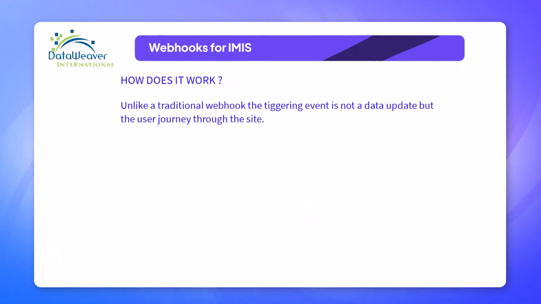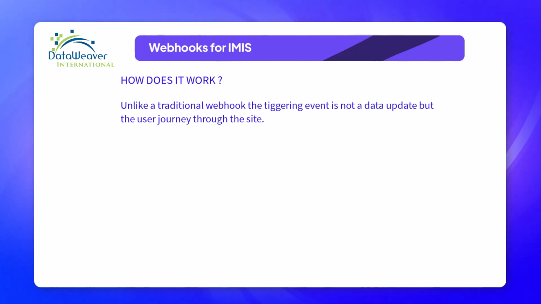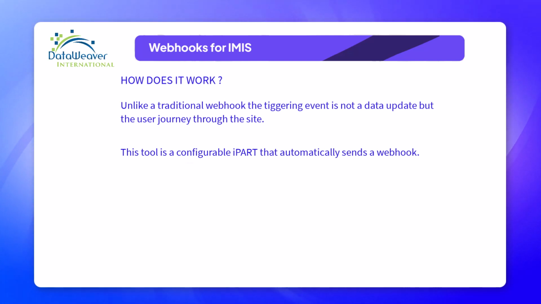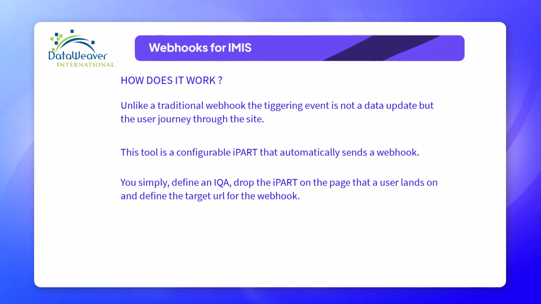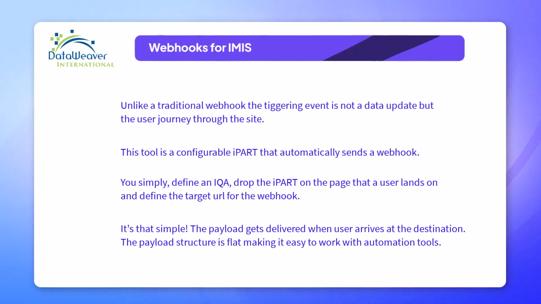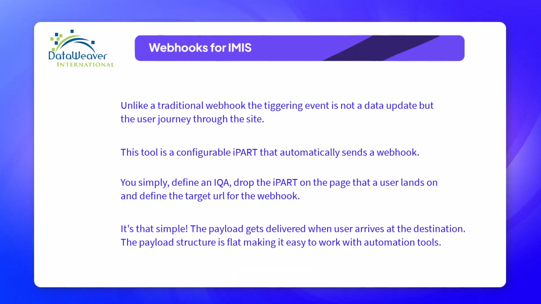How does it work? Unlike traditional webhooks, the triggering event is not a data update, but the user's journey through the website. The tool is a configurable iPart that automatically sends a webhook. You simply define an IQA, drop the iPart on a page, and define the target URL for the webhook. It's that simple. The payload gets delivered when the user arrives at the destination. The payload structure is flat, making it easy to work with when using automation tools.